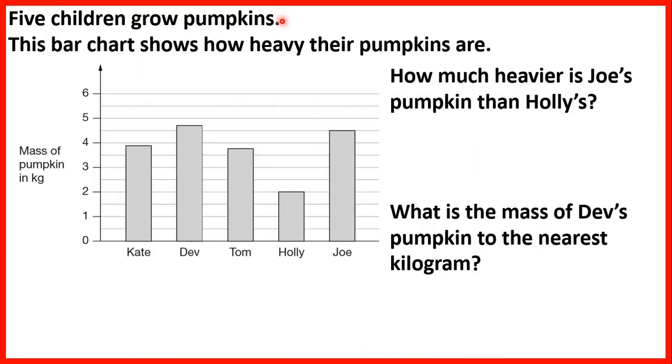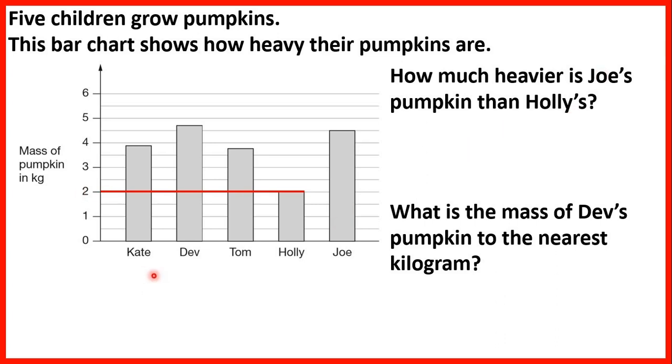5 children grow pumpkins. This bar chart shows how heavy their pumpkins are. How much heavier is Joe's pumpkin than Holly's? So we have the children's names along the bottom. So if we find Holly's bar, we can read across and see that that weighs 2 kilograms.